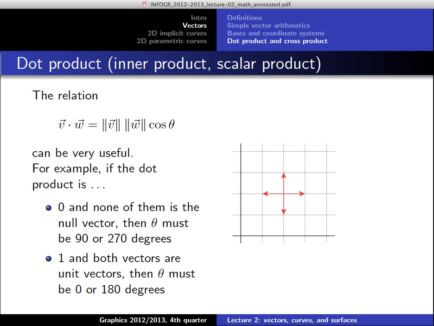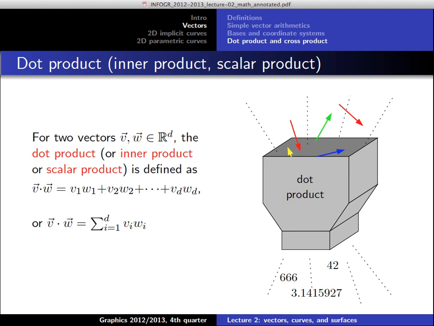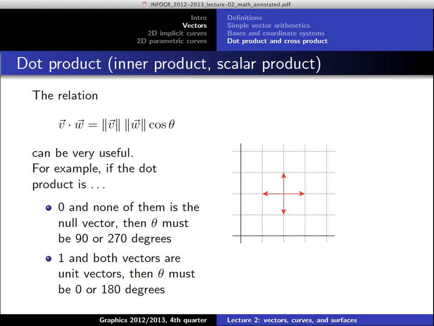Or the other way around, if we want to know if two vectors are orthogonal to each other, we can just calculate the dot product with this formula, and then we know they are at a right angle without even calculating the angle.